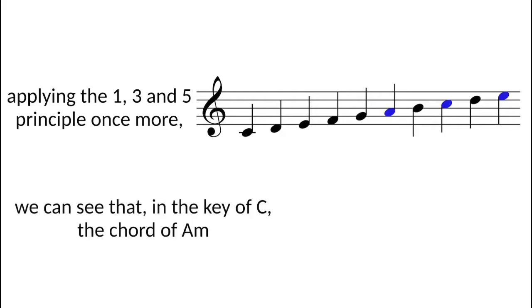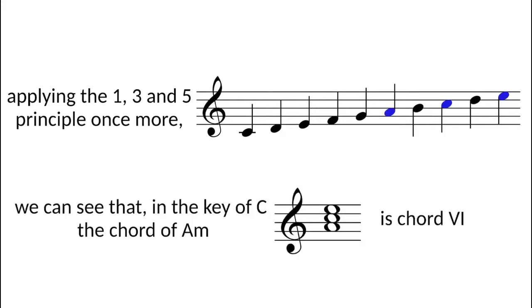Again, we're looking for chord 6 now. So the chord based on the 6th step of the C scale is A minor. 1, 3, 5. We've got A, C and E, and that's forming the chord of A minor. And in the key of C, the chord of A minor is chord 6, because it's the chord based on the 6th step of that scale.